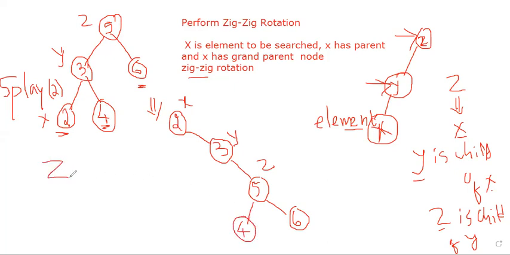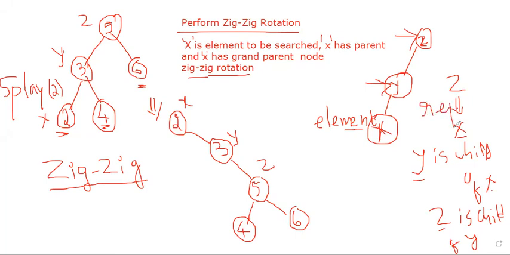So this rotation is called the zig rotation. I will just summarize once again the zig rotation. We perform zig rotations when x is the element to be accessed, and x has a parent and x has a grandparent. So then we perform the zig rotations. In the zig rotation, the node z is replaced. What is z? It's the grandparent. So replace this z by x.